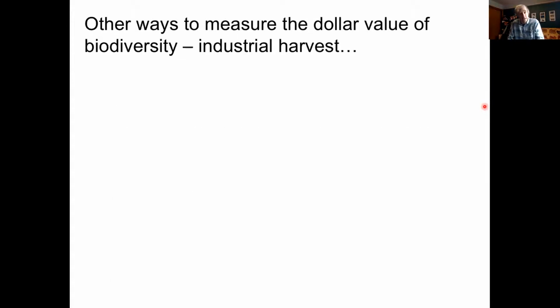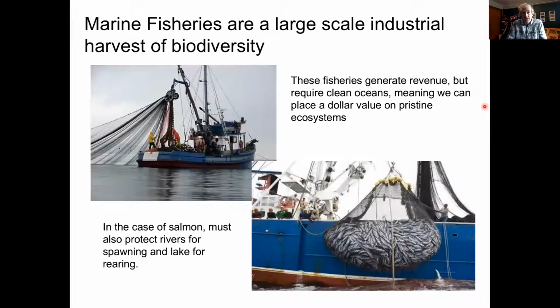Now, hunting is one way, but there are other ways to measure the dollar value of biodiversity. For example, industrial harvesting. Marine fisheries are a large-scale industrial harvest of biodiversity. Now, these fisheries generate revenue, but fisheries critically require clean, healthy oceans. And this means that we can place a dollar value on pristine ecosystems. Unlike trophy hunting and the taking of single animals, where we're placing a dollar value on the individual animal, for fisheries, we're often placing a dollar value on entire healthy oceanic ecosystems.